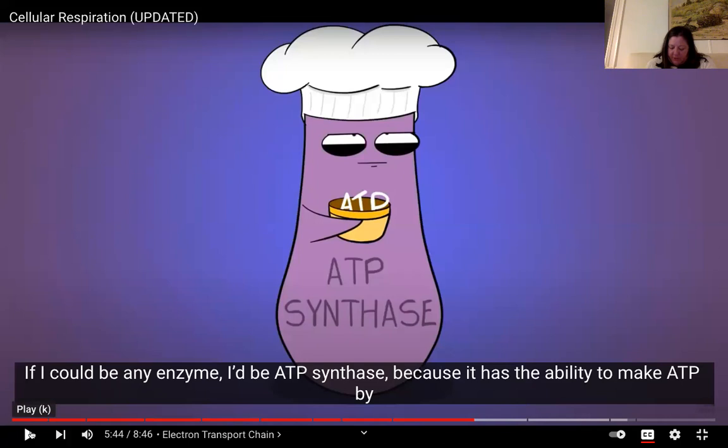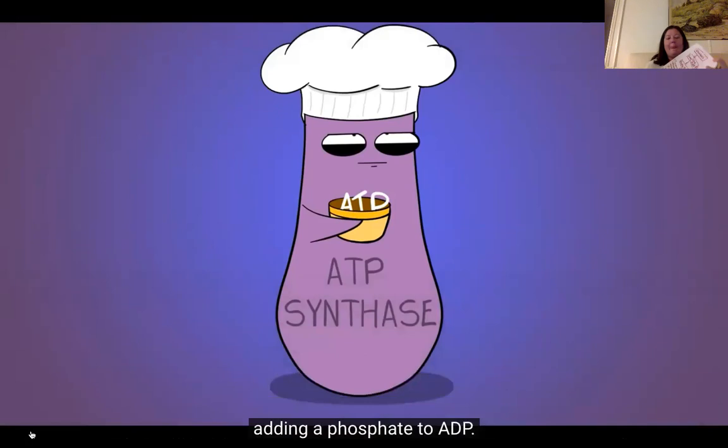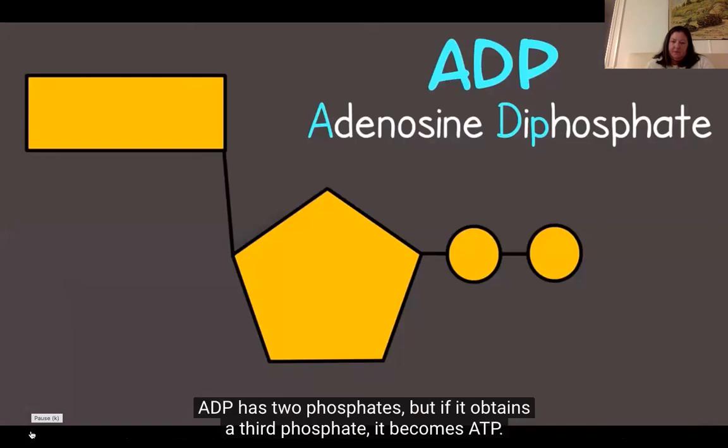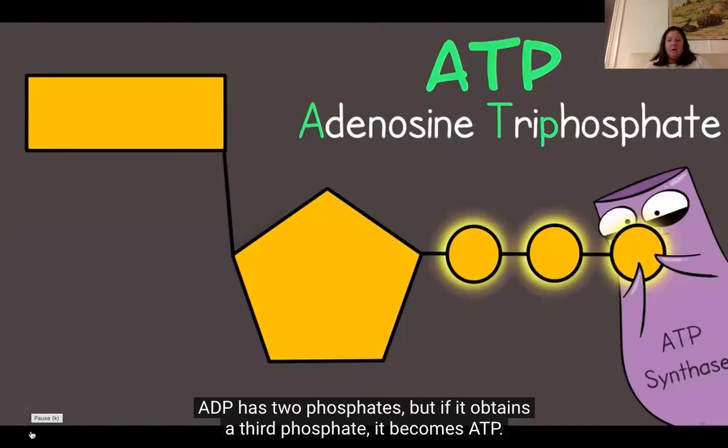And there's one other thing here, and I'm going to put it in a box: ADP has 2 phosphates instead of 3. If it gets a 3rd phosphate, then it's adenosine triphosphate, but this is adenosine diphosphate because it has 2 phosphates instead of 3. ADP is a precursor to ATP. ADP has 2 phosphates, but if it obtains a 3rd phosphate, it becomes ATP.